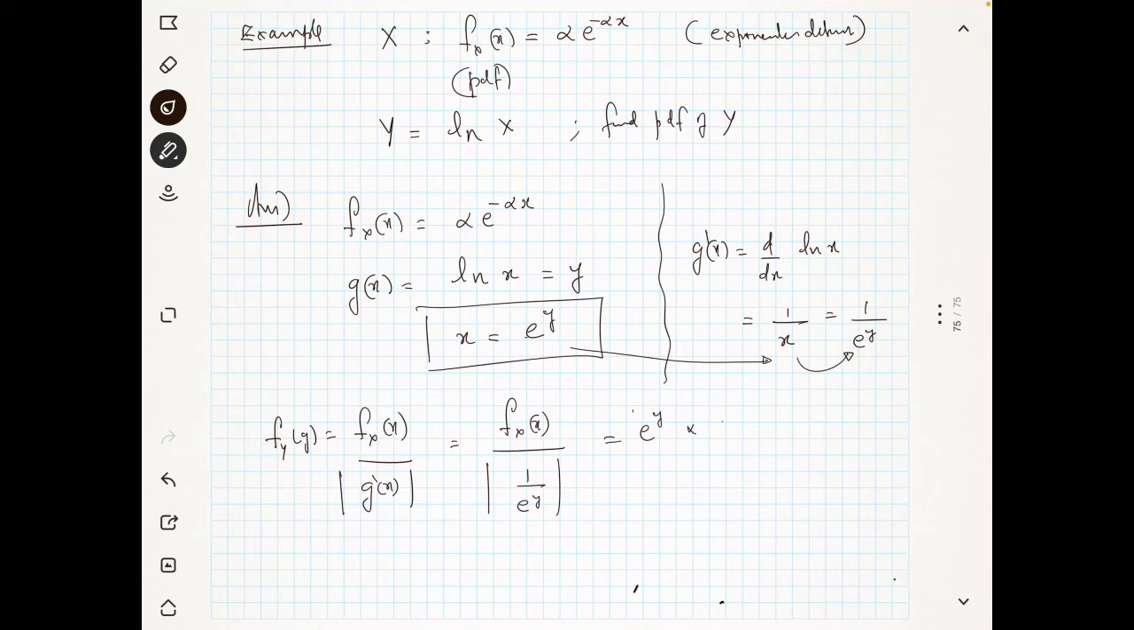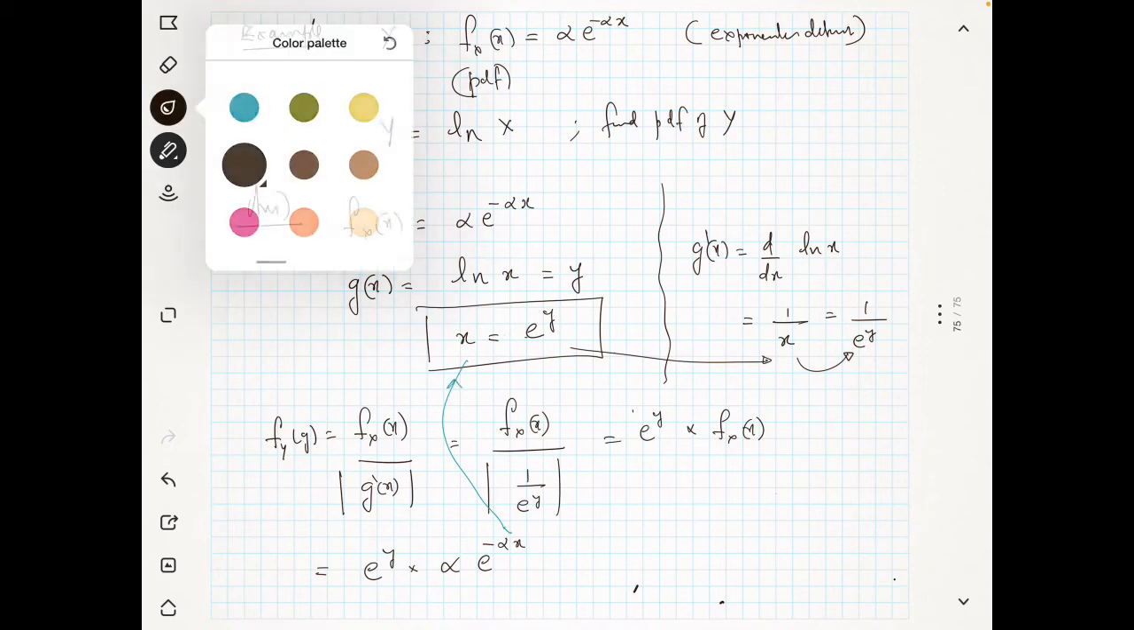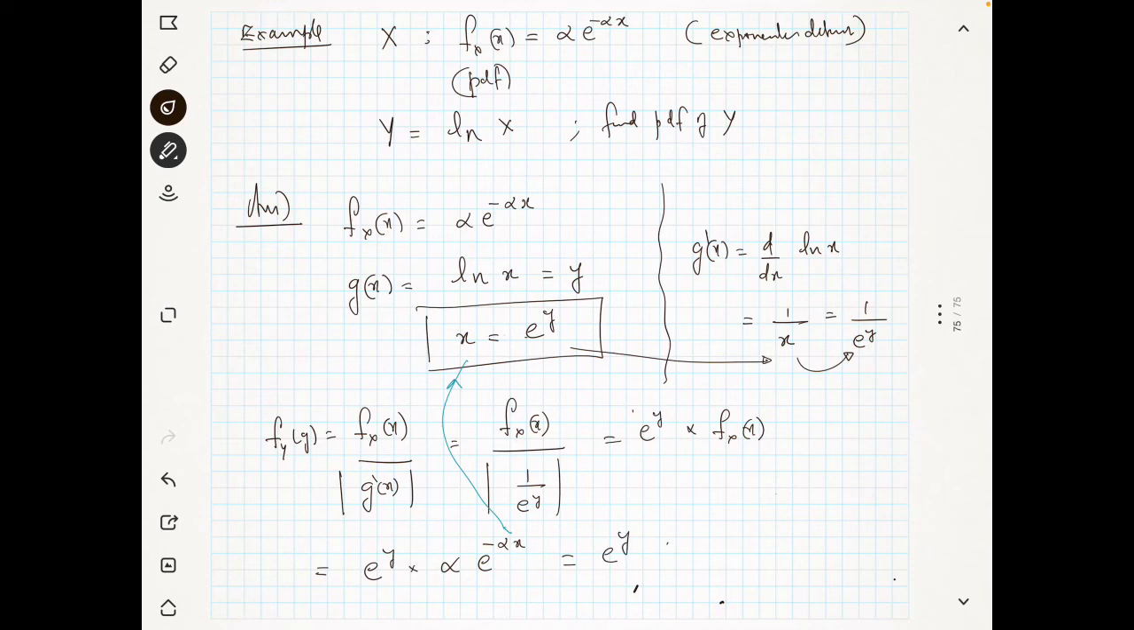So this is e power y into fx of x, and you know that x is equal to e power y. So this is e power y into alpha into e power minus alpha x. Again using the same equation, x is e power y, so this is e power y into alpha into e power minus alpha into e power y. Okay, so this is the characteristics.